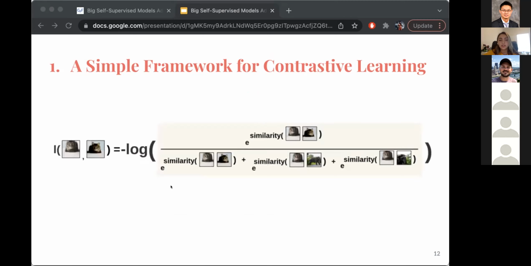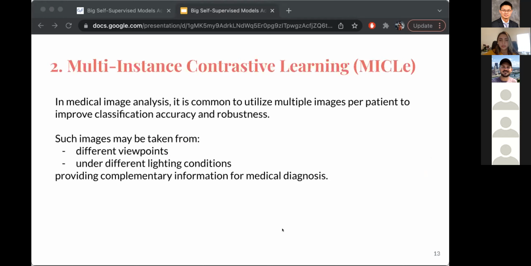And here we are just wrapping this value around the minus log function. So minimizing this loss function corresponds to maximizing the probability that these two augmented images are similar to each other.